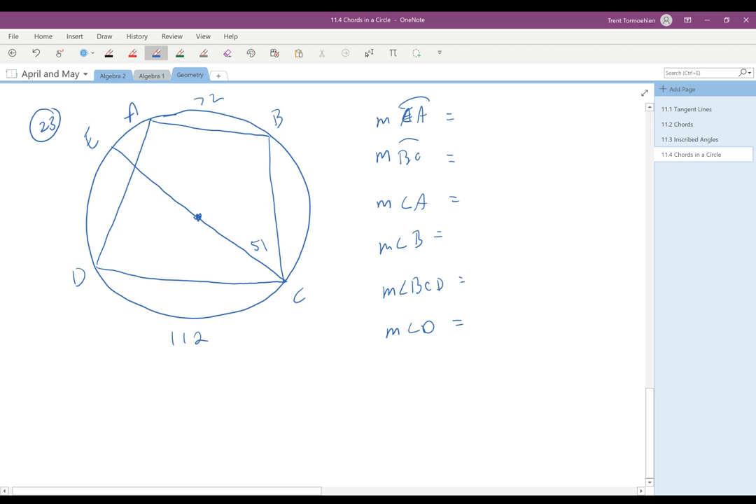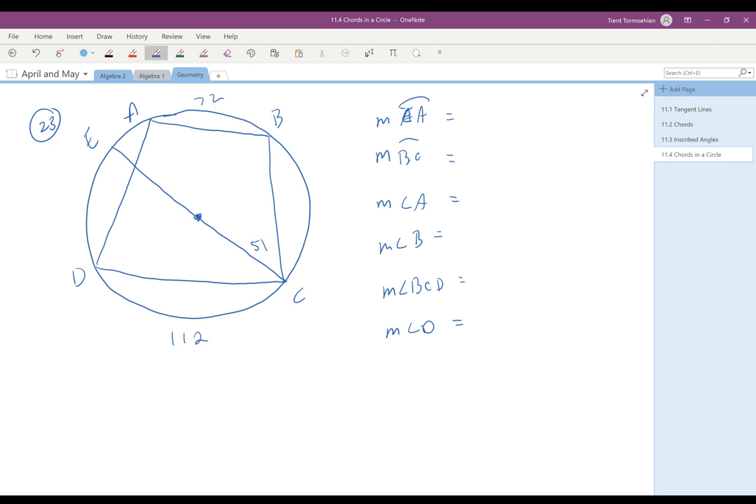Okay, so this is 23 from 11.3, and this is a really nice one because it really challenges us to understand inscribed angles and then the theorems that we did about arcs. So we start with the information given, and there are 4 pieces of information about angles that were given. 3 are obvious: 72, 51, and 112.